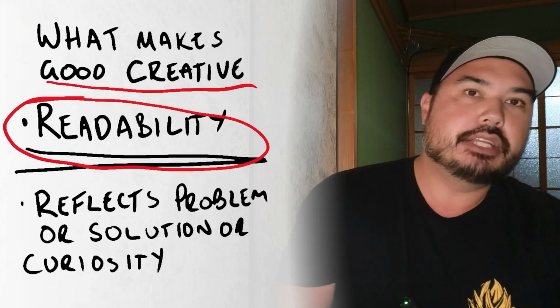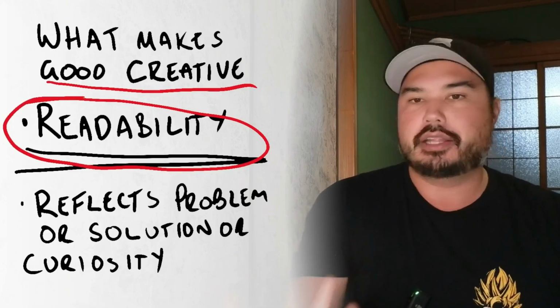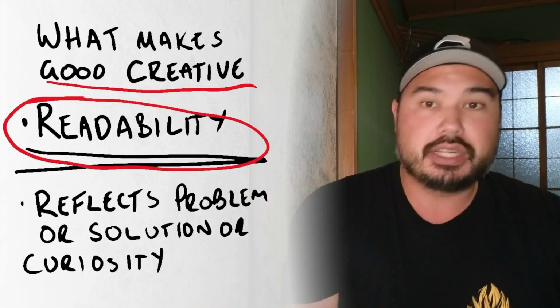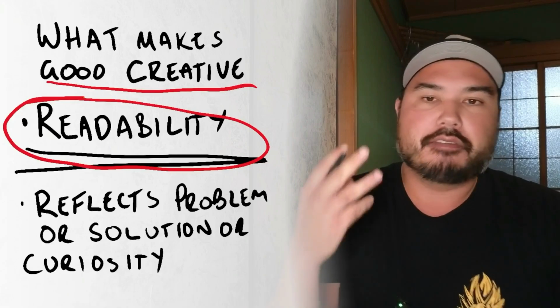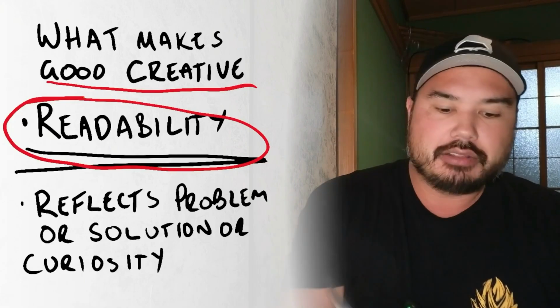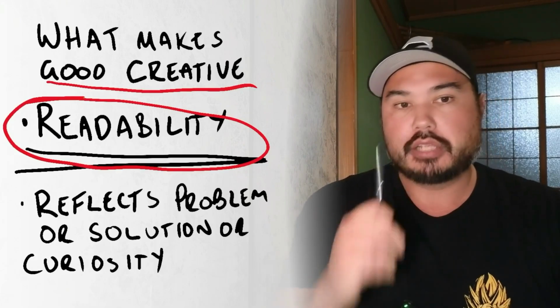Curiosity might be a picture of cookies sitting on a table. That might invoke curiosity because people might go, why are the cookies there? What the hell has a cookie got to do with real estate? It has to reflect one of those three things. I found the best ad creatives I've made, the body of the creative itself reflects one of those three things: a problem, a solution, or curiosity.